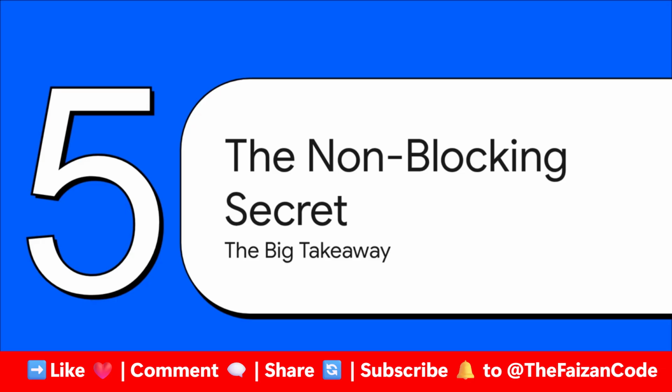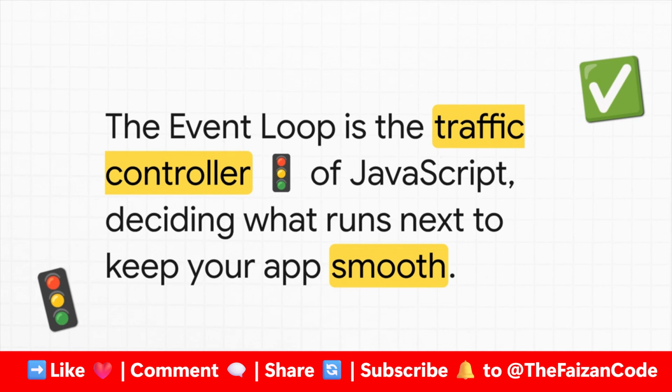Okay, let's wrap this all up. We've seen exactly how a language that can only do one thing at a time manages to create these incredibly responsive, non-blocking experiences we use every day. It all comes down to this one powerful central idea. So if you're going to remember just one thing from all of this, make it this. The event loop is basically the traffic controller of JavaScript. It's constantly directing things, preventing traffic jams, giving priority to the express lane, and ultimately, it's what keeps your entire application running smoothly.